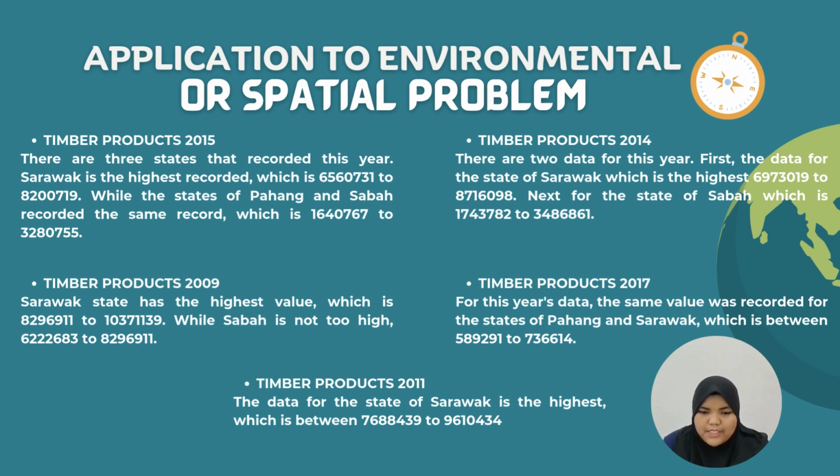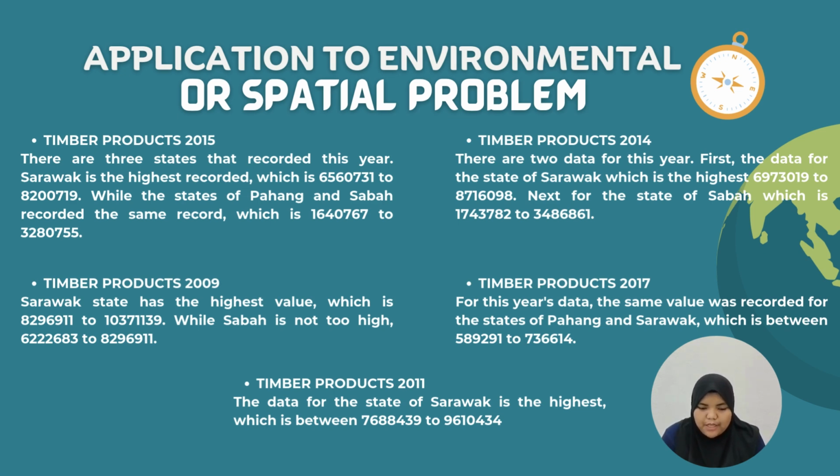First, the data for the state of Sarawak, which is the highest, 6973019 to 8716098. Next, for the state of Sabah, which is 1743782 to 2348681. Timber products 2017. For this year's data, the same value was recorded for the states of Pahang and Sarawak, which is between 589291 to 736614.